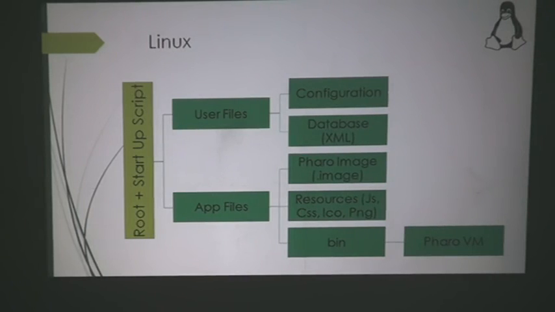For Linux, in the root directory, you can just use the startup script there, which is a modified version of the startup script that Faro provides for Linux. And again, user files and the application files. Here, keeping with the Faro distribution, I had the VM inside the bin directory, and the image, I didn't find an easy way to give it the extension, so it's just the image extension as usual.